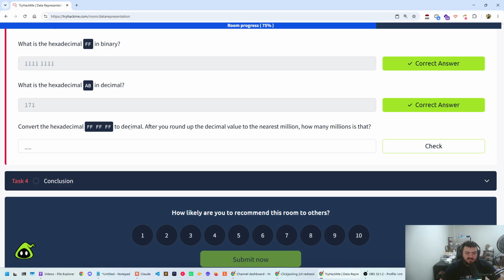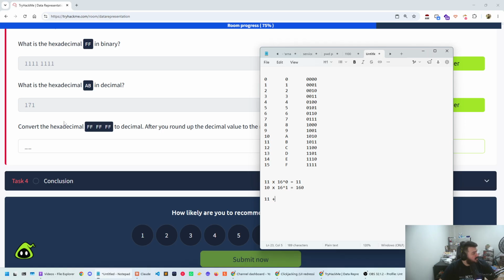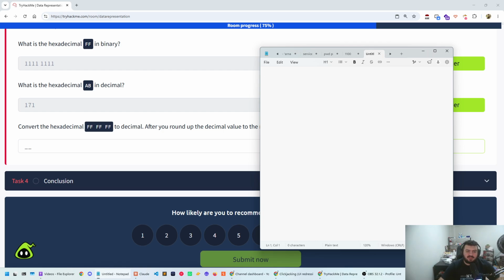Convert the hexadecimal FFFFFF to decimal. After you round up the decimal value to the nearest million, how many millions is that? All right. So we want to convert this to decimal. This is going to be a bit interesting. So let's remove all of this and let's do it ourselves just to make sure that we understand things correctly. We have FF, FF, and FF. Okay, we don't care about these, so we can split them all into their own thing. Now we know we're starting from the right from 0. So 0, 1, 2, 3, 4, and 5.